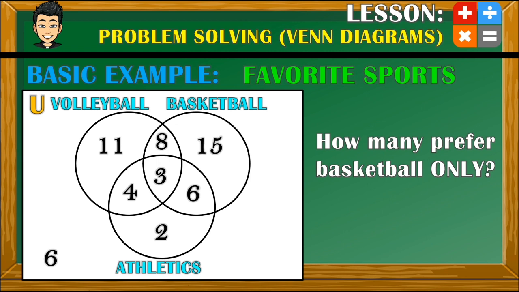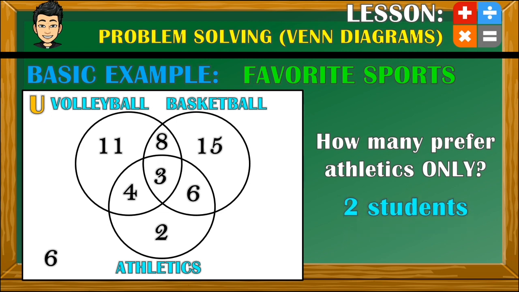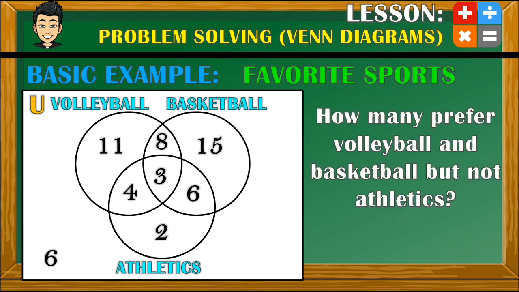Likewise, if we answer the question how many prefer basketball only, ang sagot natin ay 15 students. Also, to answer the question how many prefer athletics only, we can say that there are 2 students. Next, how many prefer volleyball and basketball but not athletics? Based on our Venn diagram, there are 8 students. Ito yung mga students na gusto pareho ang volleyball and basketball pero ayaw nila sa athletics.